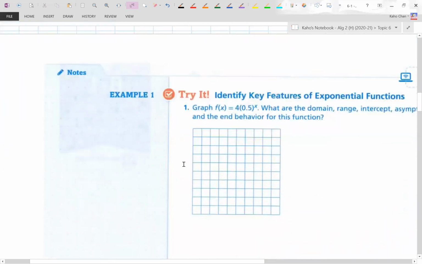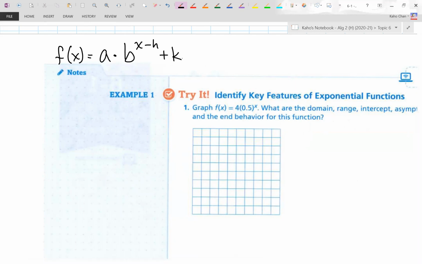So like anything else, when we come across a new type of function, we have a relationship where graphing is related to A, H's, and K's again. Here we go. A is your initial value. It's also your vertical stretch, shrink, and reflection value, times B to the X minus H plus K. All those things apply when it comes to graphing. It's pretty amazing how they're all linked together so easily, right?